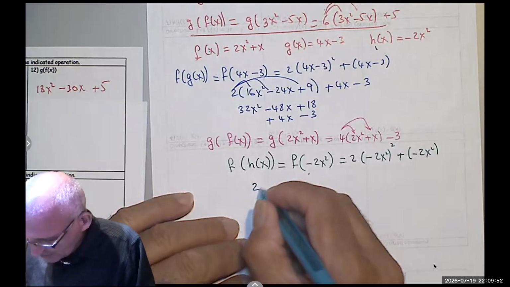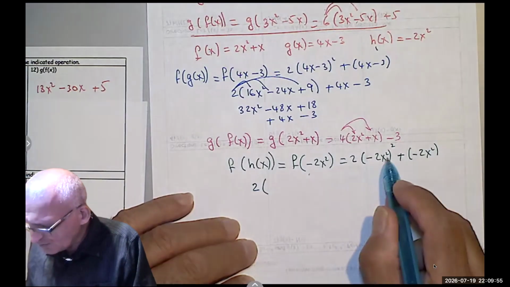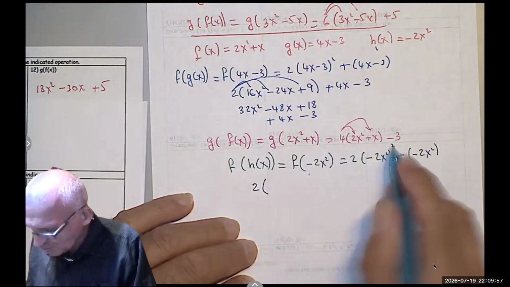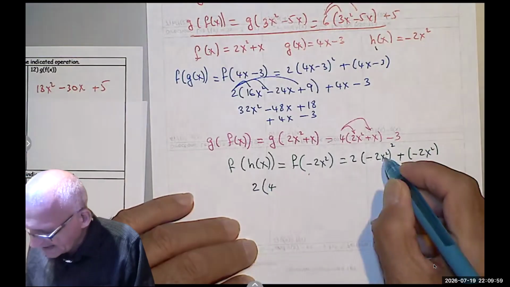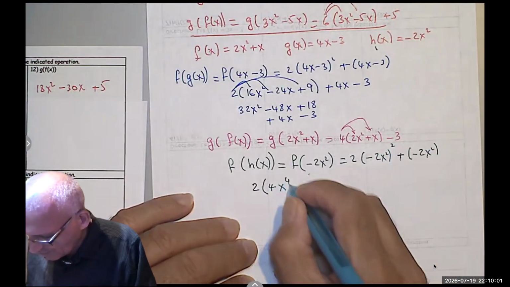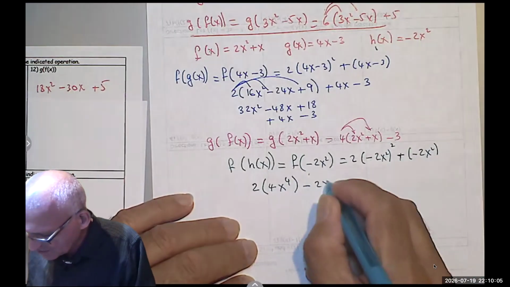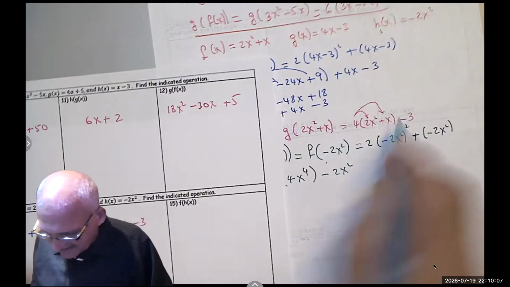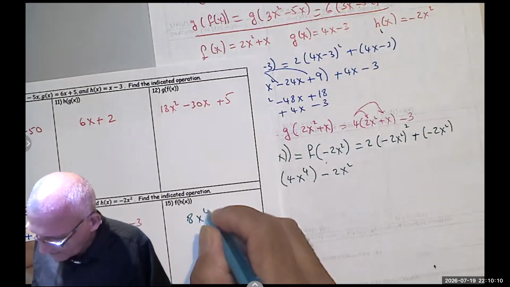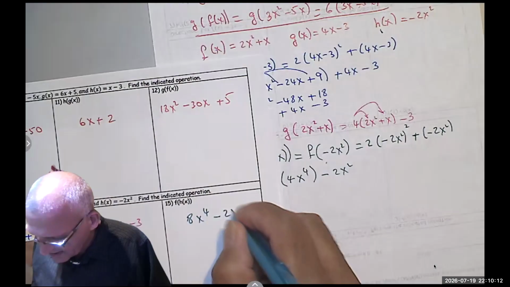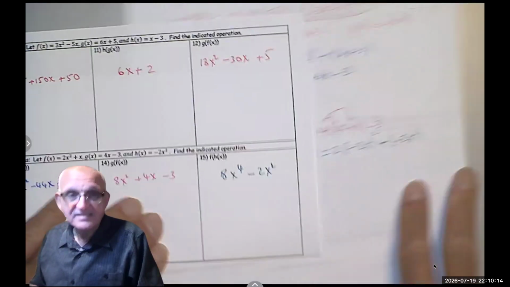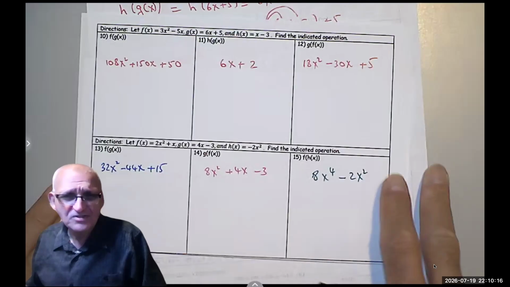So it is 2 times negative 2x squared, squared. The negative 2 squared is positive 4. The x squared squared is x to the 4. Positive times negative is negative 2x squared. So I get 8x to the 4 minus 2x squared. And that's it. I hope it was pretty straightforward.